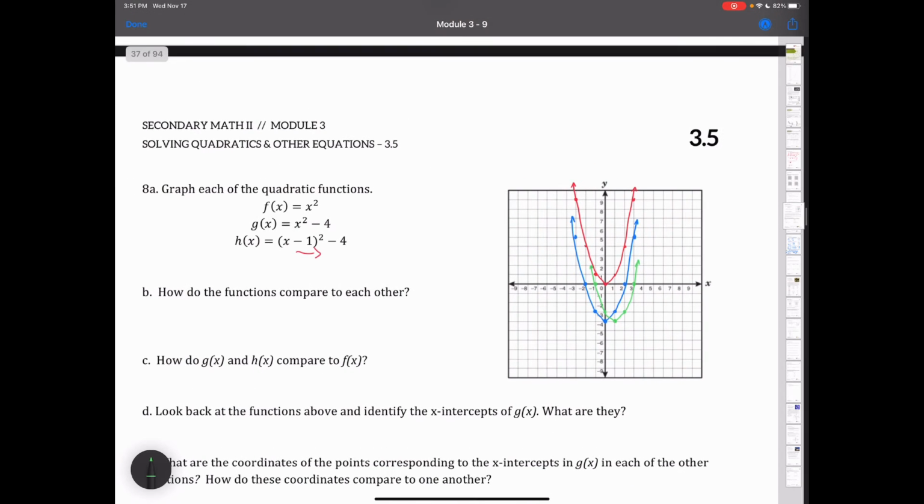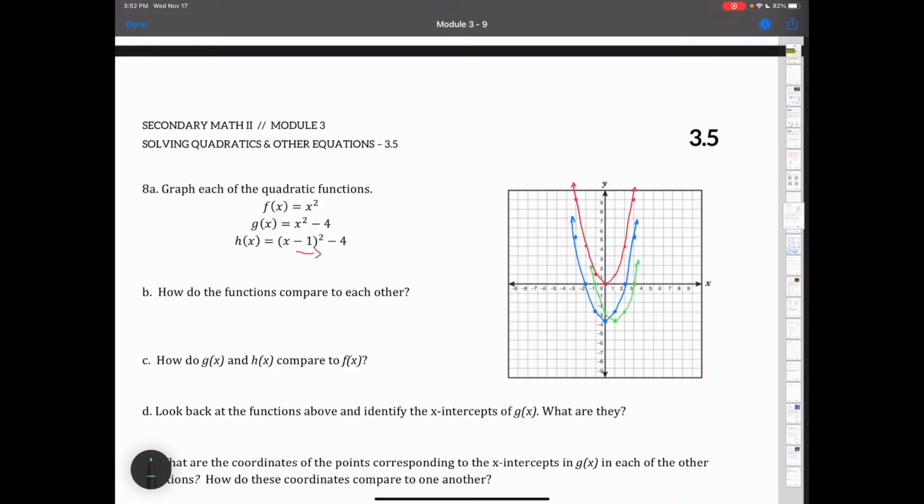So now let's answer some of these questions. How do the functions compare to each other? Well, they're all the same parabola. They don't have any stretch. They've just moved where the vertex of that parabola is. So the same thing is true of g of x and h of x. They compare to f of x in the same way. They're the same basic parabola shape, but they've just moved downward 4, and h of x moved down 4 and to the right 1. So we can just include all that information under b and c.